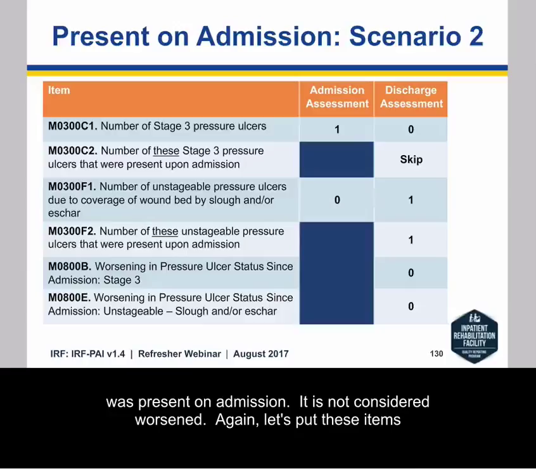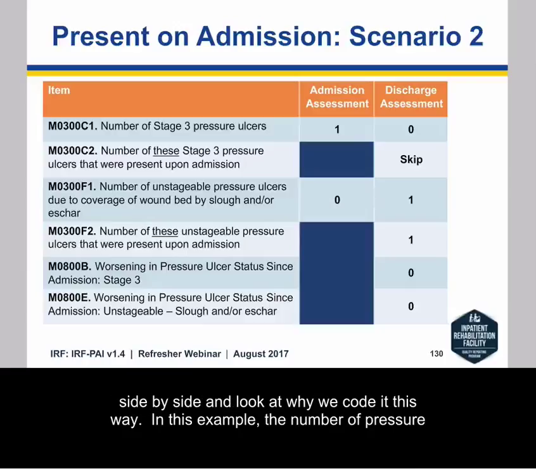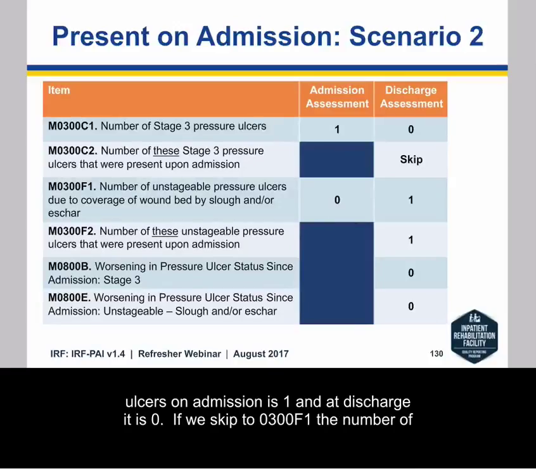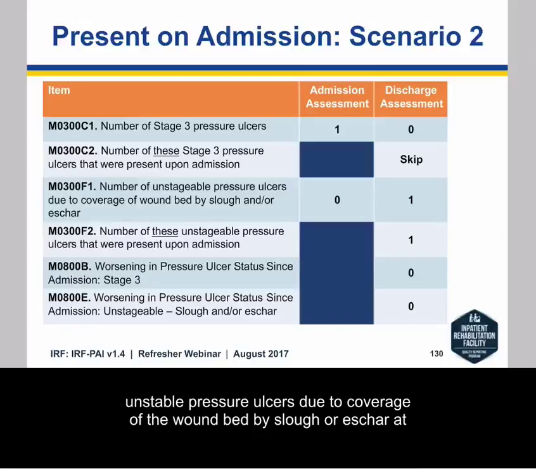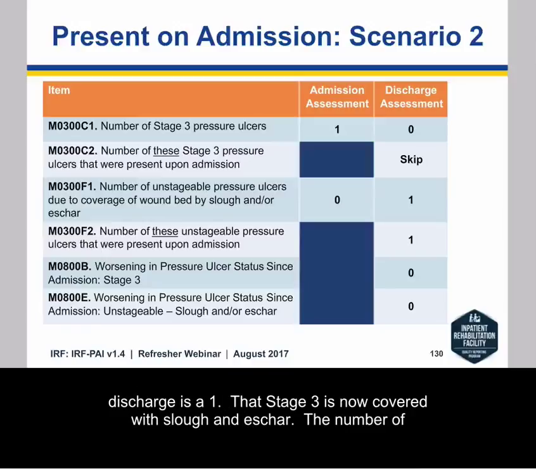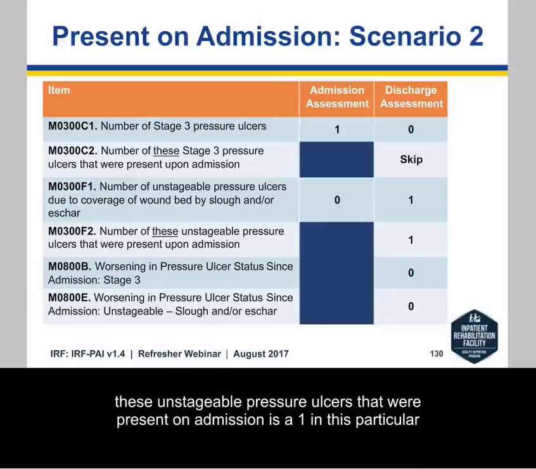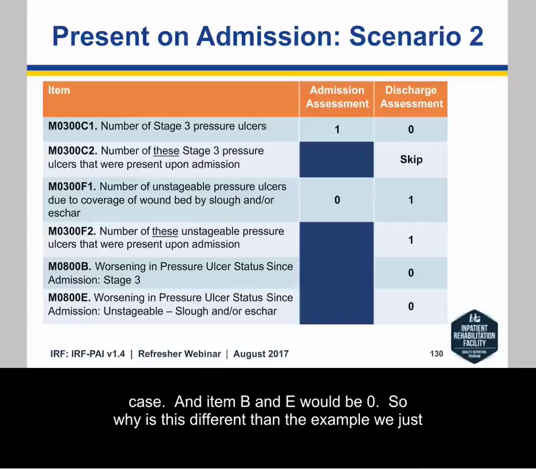Again, let's put these items side by side and look at why we coded this way. In this example, the number of pressure ulcers on admission is 1, and at discharge it is 0. If we skip to M0300F1, the number of unstageable pressure ulcers due to coverage of the wound bed by slough or eschar at discharge is a 1. That's stage 3, is now covered with slough and eschar. The number of these unstageable pressure ulcers that were present on admission is a 1 in this particular case, and items B and E would be 0.